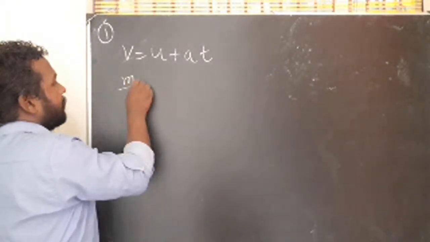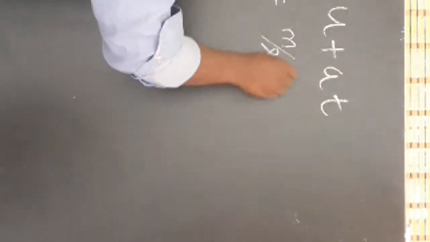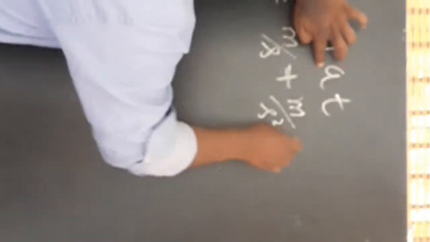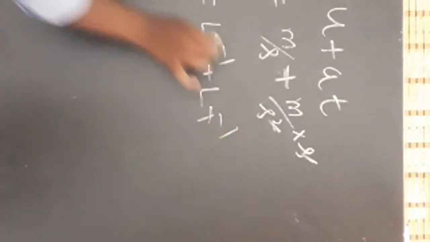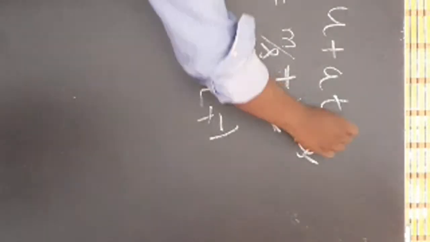V is the final velocity, meter per second. u is the initial velocity, meter per second. Acceleration is meter per second square, into time, which is second. Second square gets cancelled. Now I am going to apply the dimension formula. Length is L, time is T to the power minus 1. So LT^-1 plus LT^-1. I am telling you it is dimensionally correct. So this is going to be the correct equation.